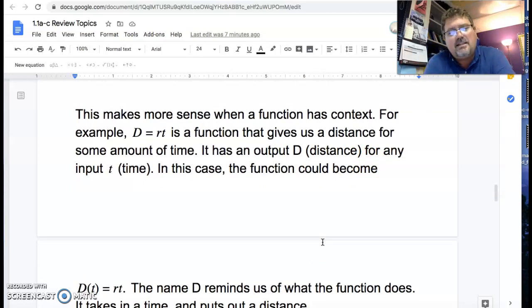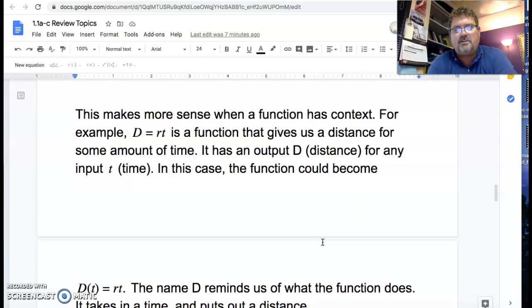And the answer is, oftentimes functions need a name. And sometimes context makes that make more sense. This makes more sense when a function has context. For example, d equals rt is a function that gives us distance for some amount of time. It's a distance function. We've seen this before. So it gives you a distance for any input of time t.